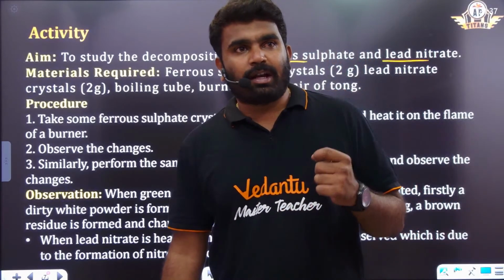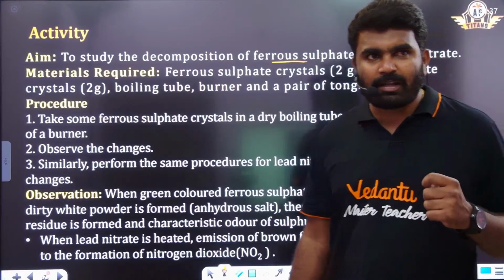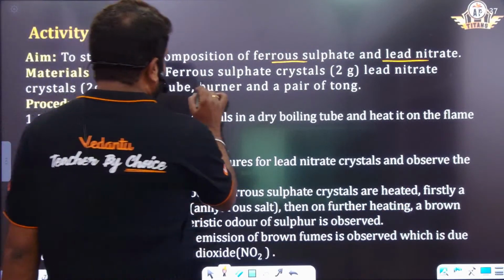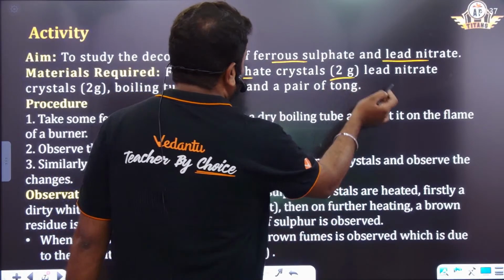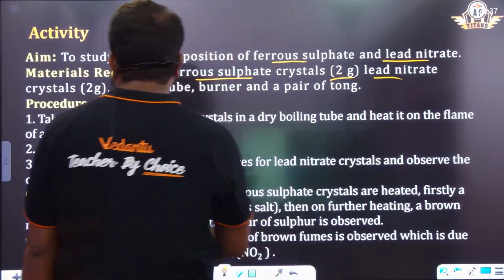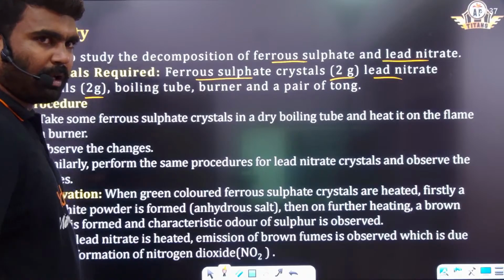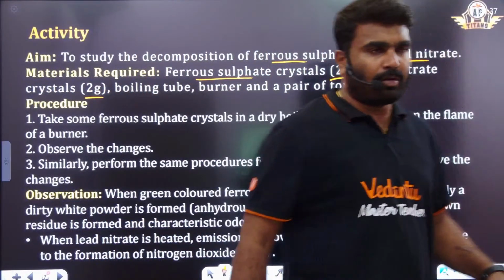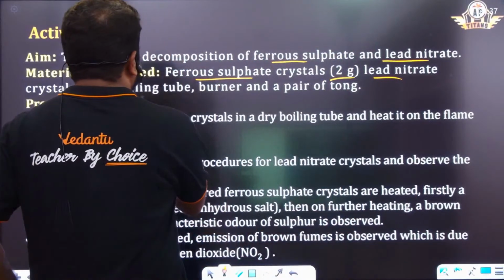Here we have ferrous sulfate crystals. We have to take approximately 2 grams of ferrous sulfate crystals and approximately 2 grams of lead nitrate crystals. Then we need a boiling tube.